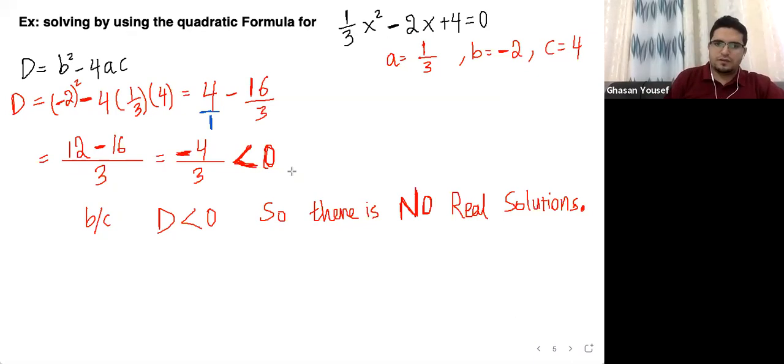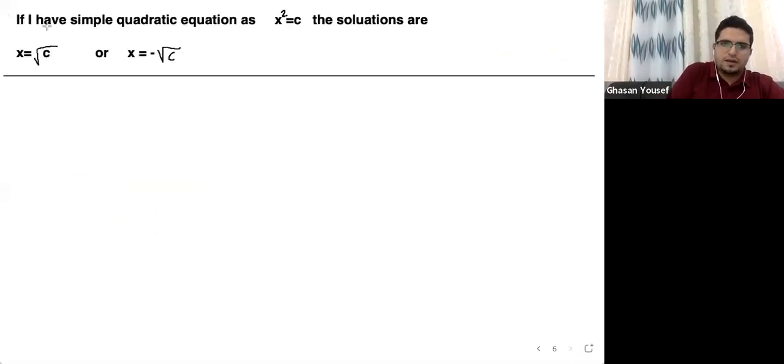Okay. Now for this property, if I have a simple quadratic equation, x squared equals c. This is a simple quadratic equation. The solution will always be x equals the square root of c or x equals the minus square root of c.